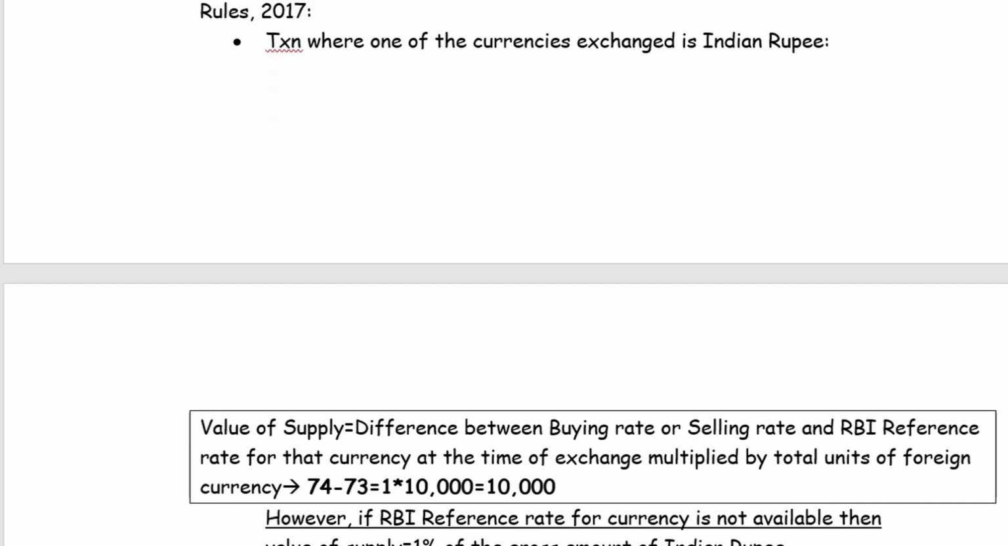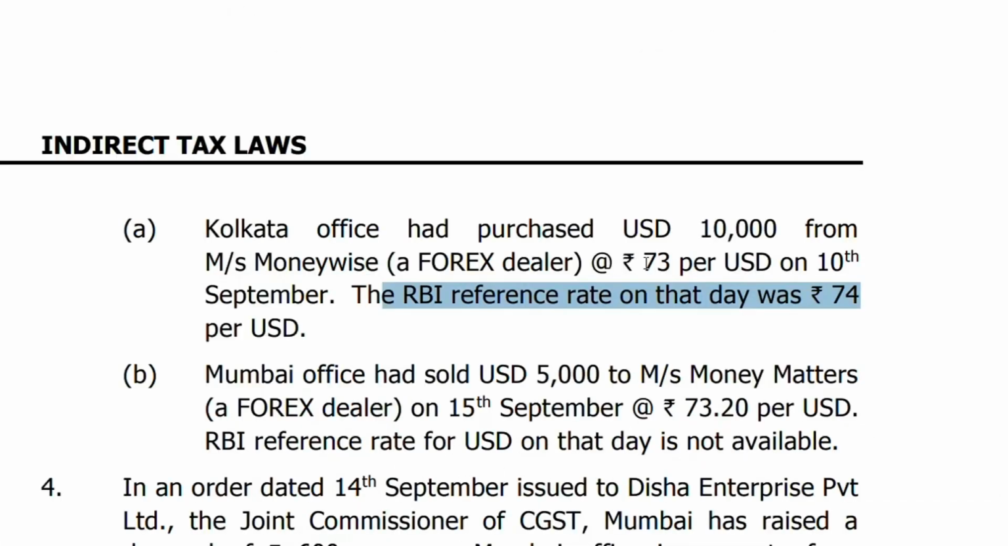Here we can see buying rate is given, 73, and RBI reference rate is also given, 74. So the difference is 1. So 1 into 10,000 you have to do, that is 10,000 rupees. That will be the value of supply.